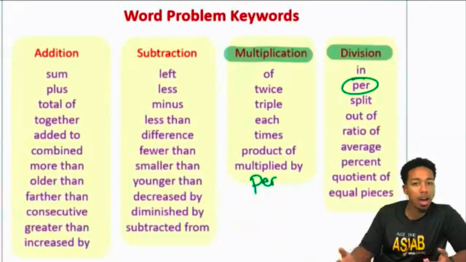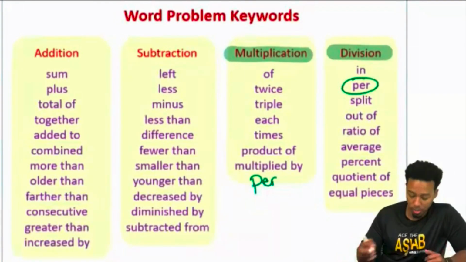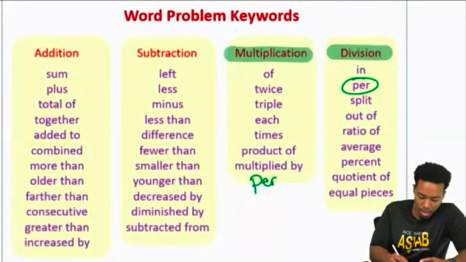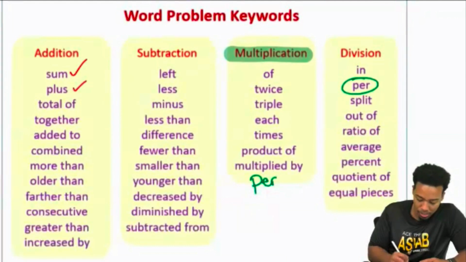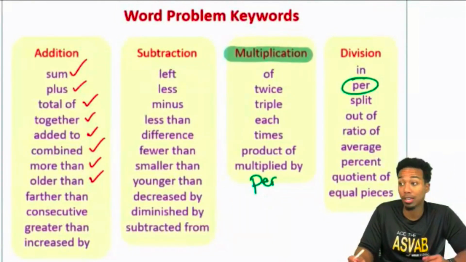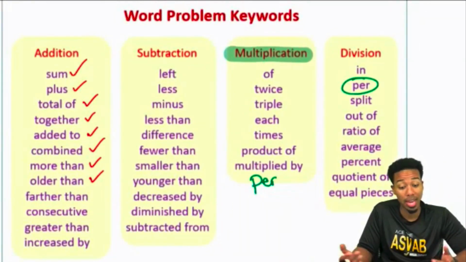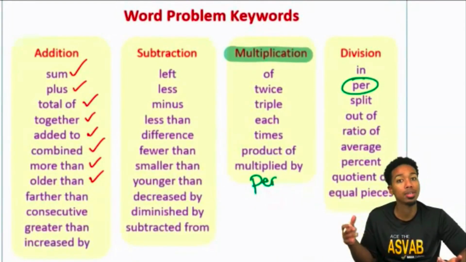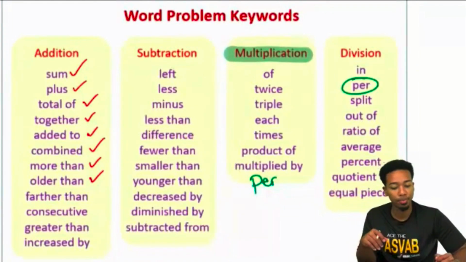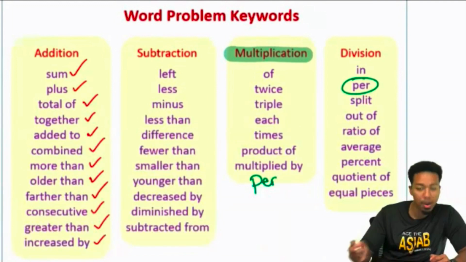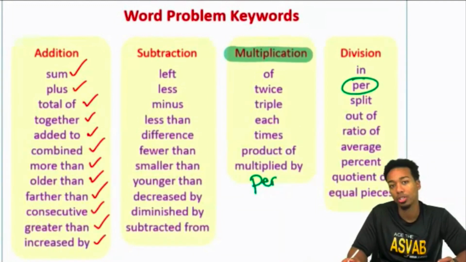But some of the more common terms that you're going to hear, or keywords for addition, let's just go through them real quick. When you see the word sum, that's basically addition. When you see plus, total, together, added, combined, more than, depending on the situation, like if you're not talking about amounts but you're talking about age, older than, that still means more. That still means on top of or addition to.